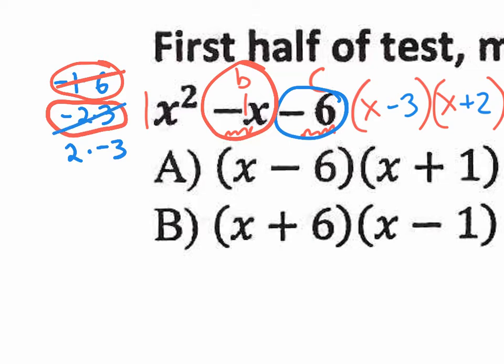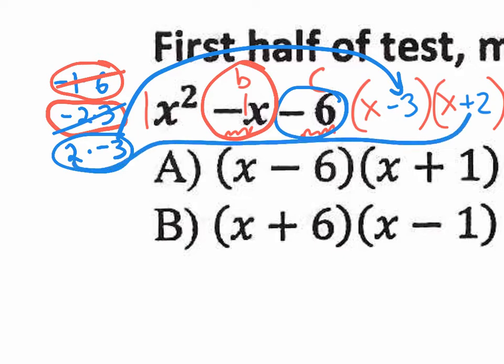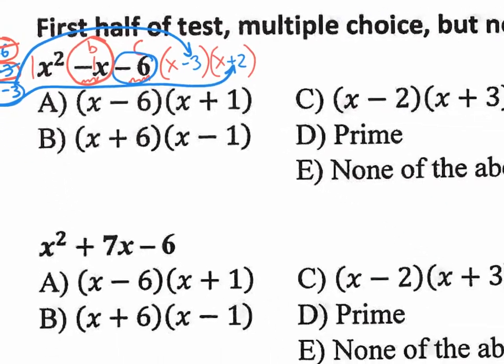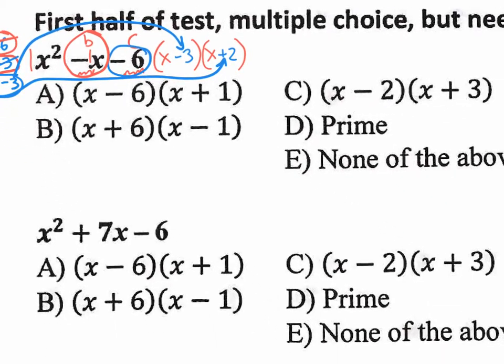So I don't want this one above, I want this one. And that's what we plug in. We plug in the -3 right there and the 2 right there. So just because it's multiple choice, I wouldn't jump at the answers. I would factor it on my own, and then I would look for the correct answer on the multiple choice. And as you could see, what's the correct answer for this one? None of the above. Okay?